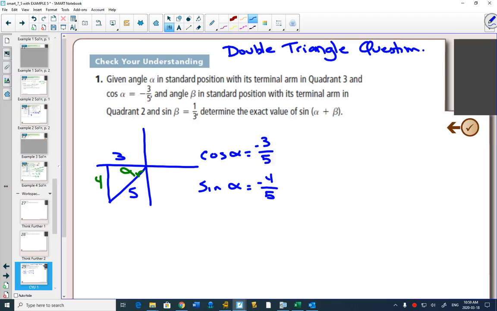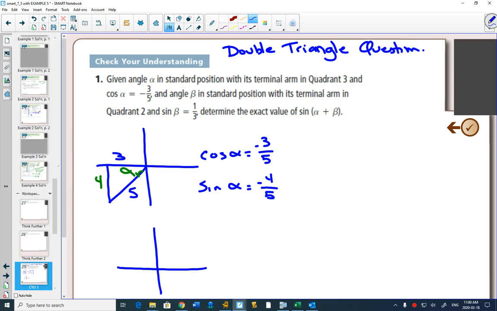That's our first triangle. We needed to make a triangle for alpha, but there's a beta angle as well. This is why I call it a double triangle question, because we're going to need to draw a triangle for beta. Again, this question, it's really straightforward. It tells us it's in quadrant 2. Some questions you'll get this. Sine of beta is equal to 1/3, and tan of beta is less than 0.